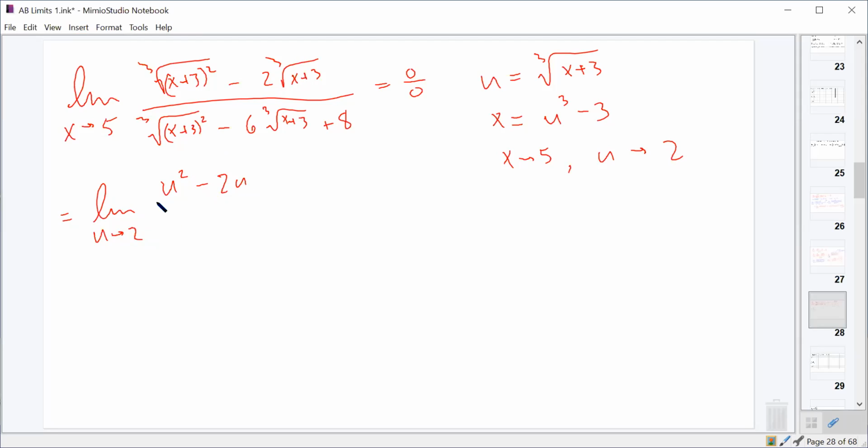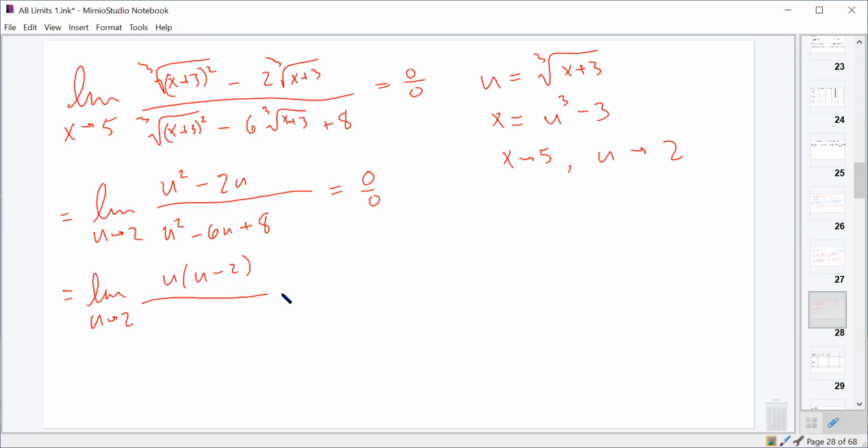I guess we didn't need what the x was now that I look at this again. u squared minus 2u over u squared minus 6u plus 8, which is still, I'm guessing, 0 over 0. Yeah, 4 minus 12 plus 8. Yep. Should still be 0 over 0. So now we just factor. And the u minus 2's will cancel. And plug in your 2.